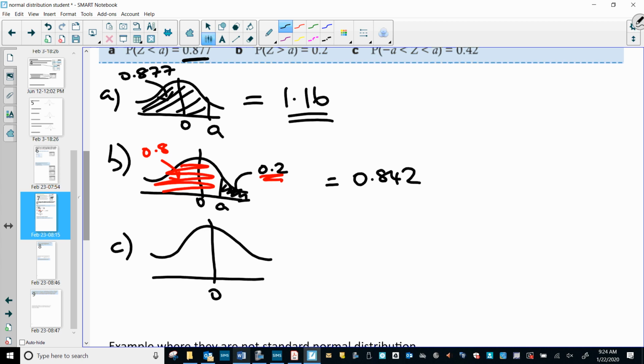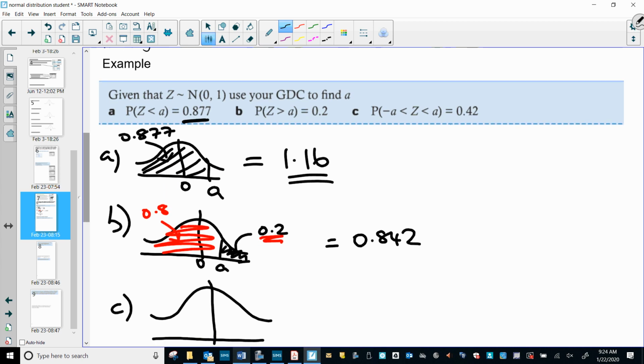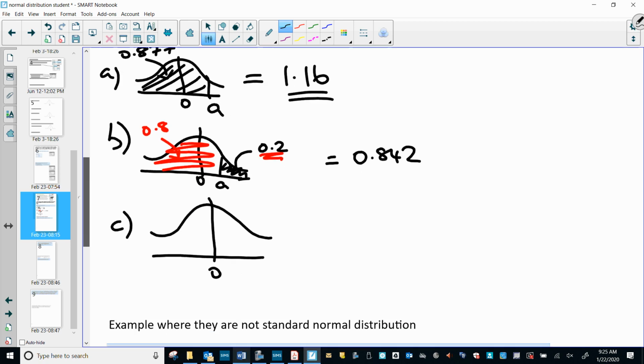All right, here's 0. Now, what does this say? Negative A is less than Z, which is less than A, and the probability is 0.42. Remember, A is the value we're trying to find. So how am I going to draw this diagram? Remember, what does it mean when you have something that looks like this? We're talking about a between, yes? So we're saying that the probability between negative A and A is 0.42. So what would that look like on a diagram?